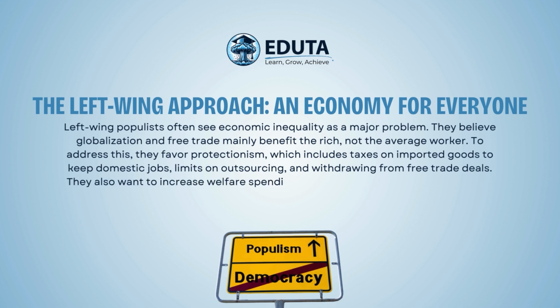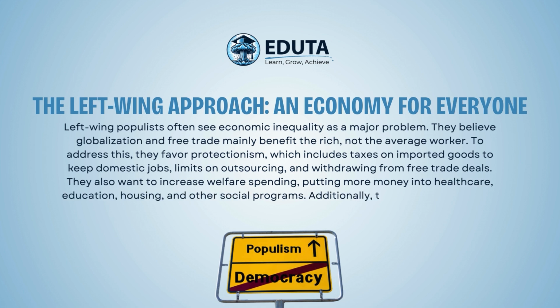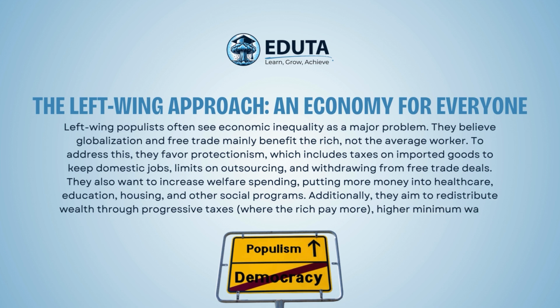They also want to increase welfare spending, putting more money into healthcare, education, housing, and other social programs. Additionally, they aim to redistribute wealth through progressive taxes, where the rich pay more, higher minimum wages, strong labor unions, and even government control of important industries.